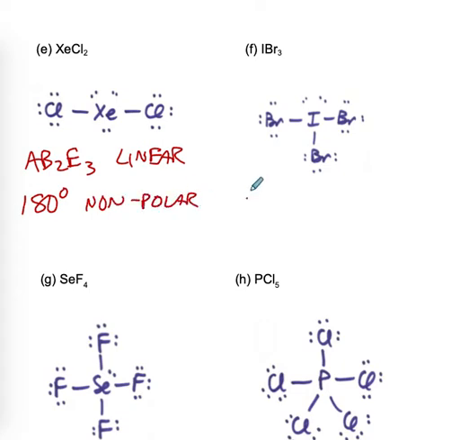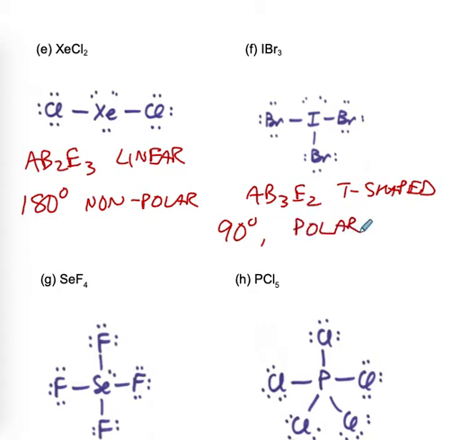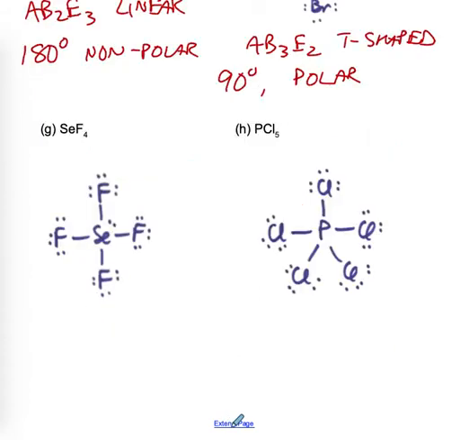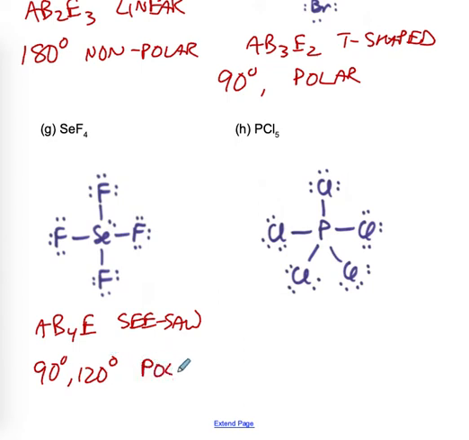Iodine tribromide is an AB3E2 molecule, which therefore is T-shaped with 90 degree bond angles. The bond dipoles do not cancel out, so it is a polar molecule. Selenium tetrafluoride is an AB4E type molecule, which is seesaw geometry. It has 90 degree and 120 degree angles. The bond dipoles do not cancel out, so it is a polar molecule.